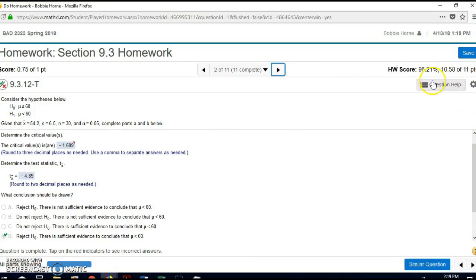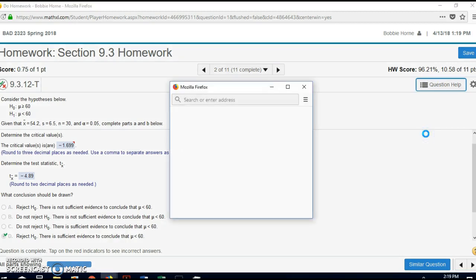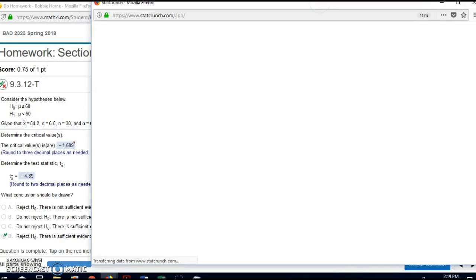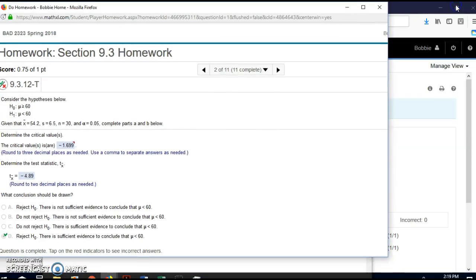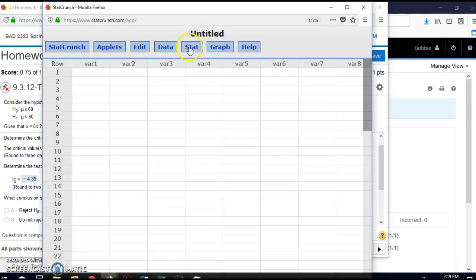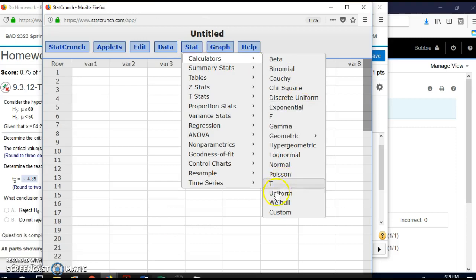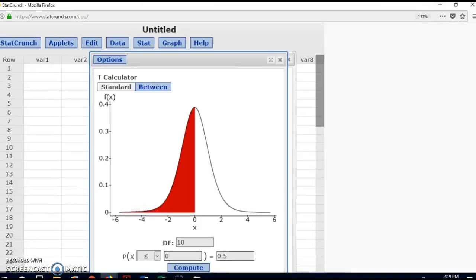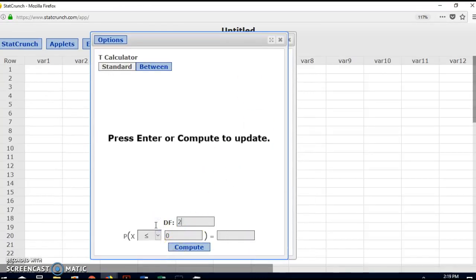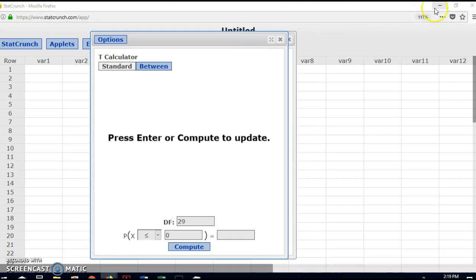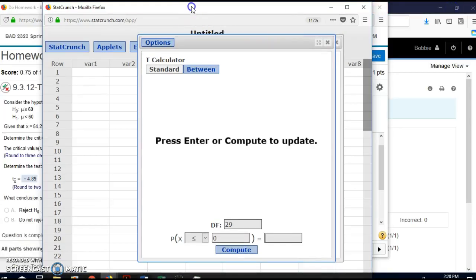So how do we do this in StatCrunch? We open StatCrunch up, and we're going to go to Stat, Calculators, T. And your degrees of freedom is n minus 1, so 30 minus 1 would be 29. And then, okay, let me minimize this so I can see.